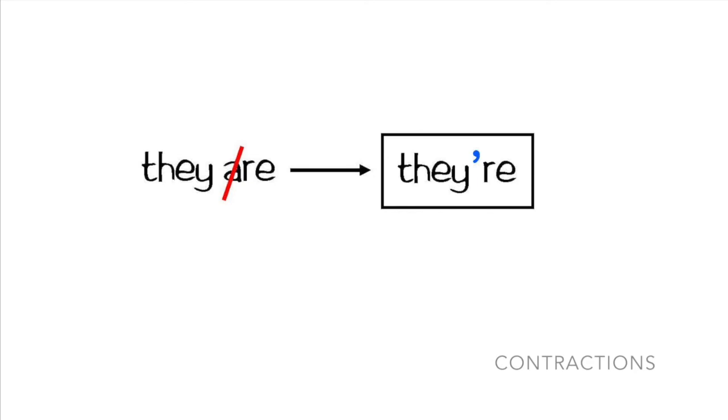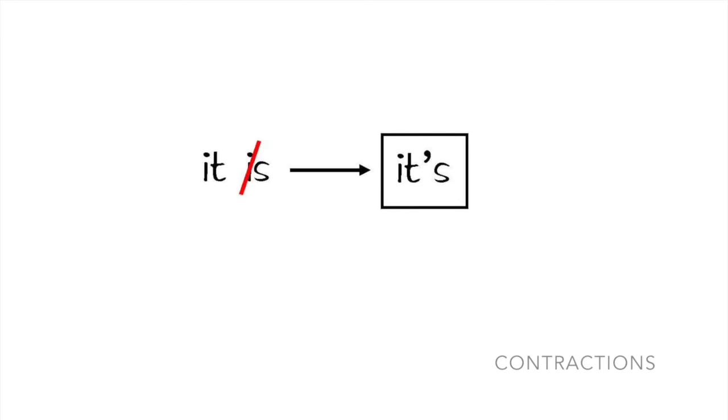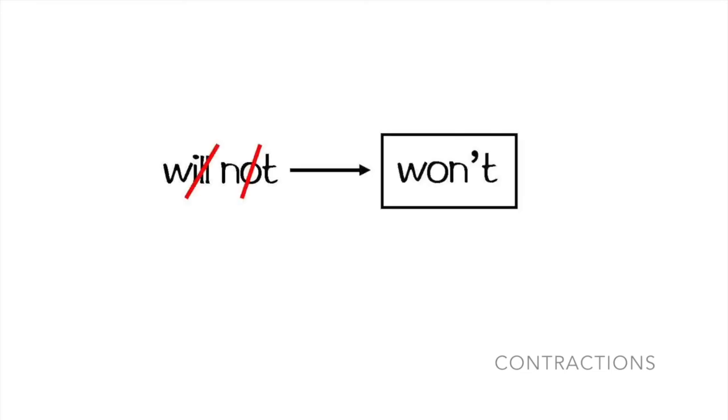It then becomes they're. Another example is it is. If we shorten it is, we'll remove the middle I and replace it with an apostrophe. So it is becomes it's. In this last example, it's very important to remember that some words change completely when forming a contraction. Here we have will not. The ILL is replaced with an O, and an apostrophe is placed between the N and the T. So will not becomes won't.